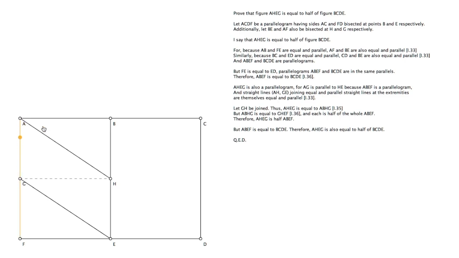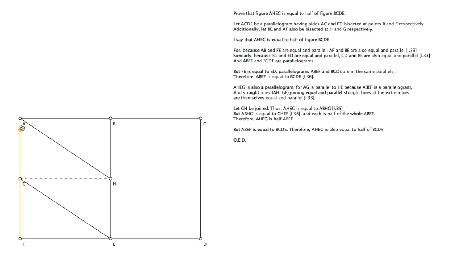So we have ABGH is a parallelogram on base AG, but so is AHEG. That's also a parallelogram on base AG, and they're in the same parallels, which means that this parallelogram here is going to be equal to the parallelogram here, because they're on the same base and in the same parallels. So that means that ABGH is equal in area to AHEG. Now, because, again, AG bisects AF, right? G is the bisecting point.